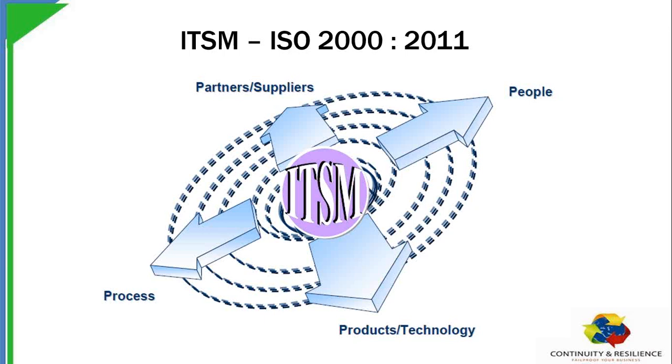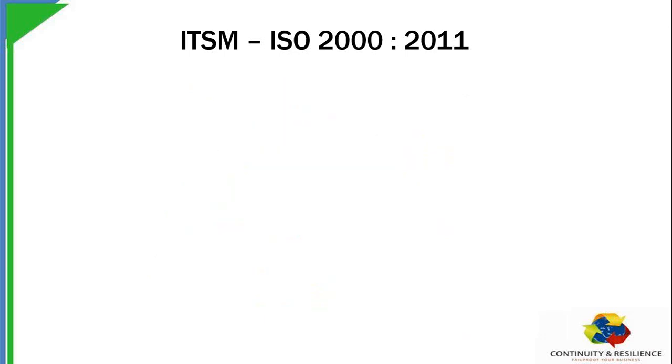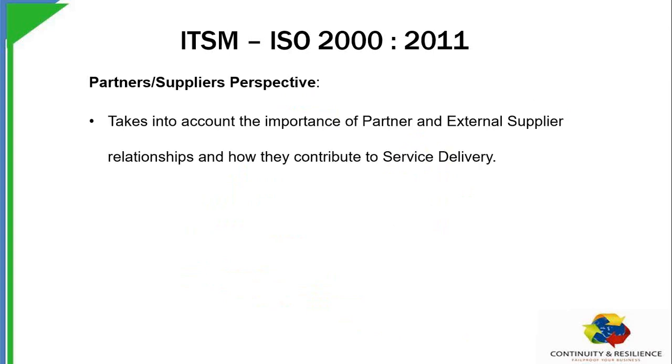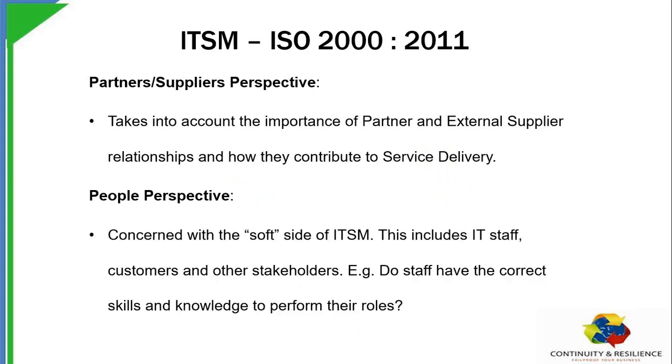This is how the ITSM probably looks at it. There are 4 quadrants to it. There's partners and suppliers, people, product, technology, and process. Partners and suppliers basically takes into account the importance of partners and external suppliers relationship and how they contribute to service delivery. People perspective is concerned with the soft side of the ITSM. That includes IT staff, customers, and other stakeholders. Do the staff have the correct skill and knowledge to perform their roles, etc.?